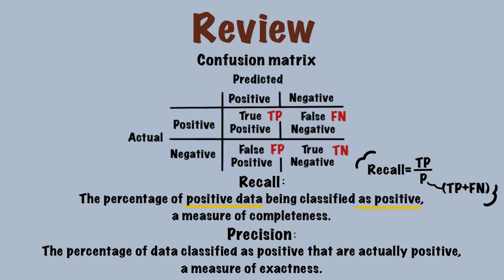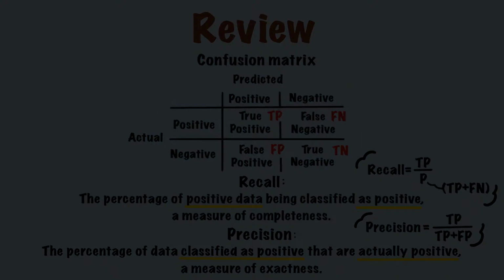Then, precision is the percentage of data classified as positive that are actually positive, and is a measure of exactness. The formula is TP divided by TP plus FP. The difference is in denominator. We now look at the predicted positive data, not the actual positive data. It's important for you to understand these concepts because they are the foundation of F1 score.